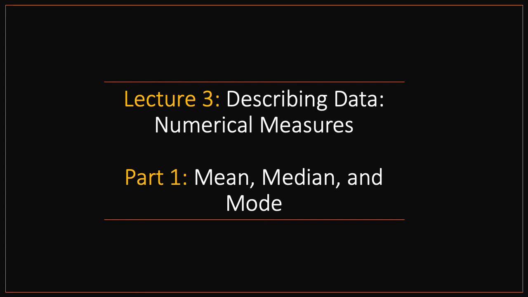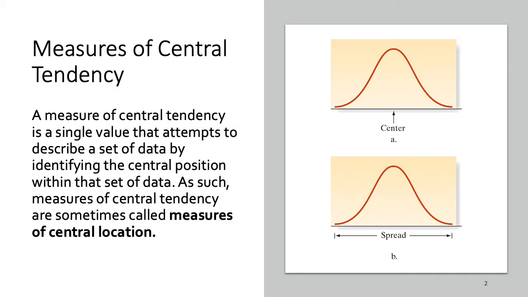Lecture 3, Part 1: Mean, Median, and Mode. In this lecture, we'll be looking at measures of central tendency. A measure of central tendency is a single value that attempts to describe a set of data by identifying the central position within the set of data. As such, measures of central tendency are sometimes called measures of location.